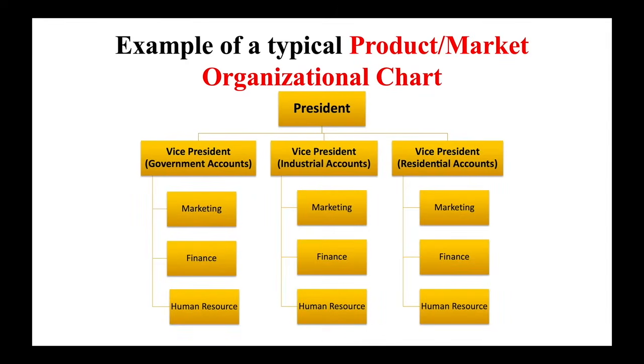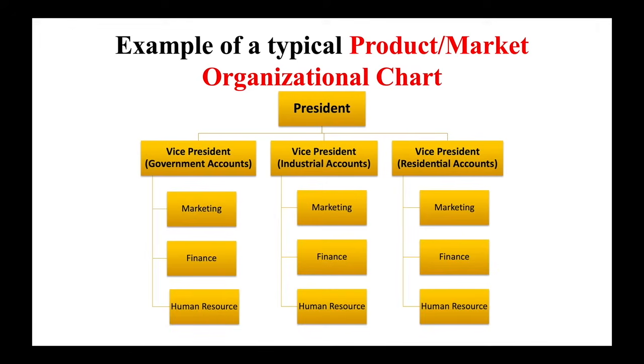So, example, we have here president and VP for government accounts, for industrial accounts, for residential accounts. So, more likely nga, construction itong pinag-uusapan natin organization. Kung titingnan ninyo, under ng government accounts, we have marketing, finance, and HR. Under industrial accounts, we also have the marketing, finance, and HR. Under ng residential accounts, we also have marketing, finance, and HR. Therefore, they are all grouped sa market. Na ito kasi based sa market, government accounts, all the government markets, industrial accounts, all the industrial market, and the residential one, they are all grouped per market or sometimes per product.